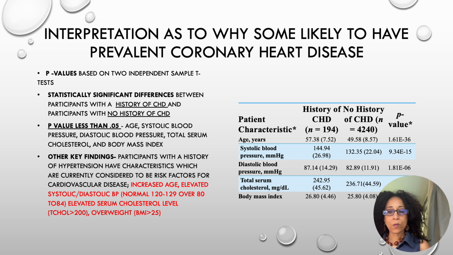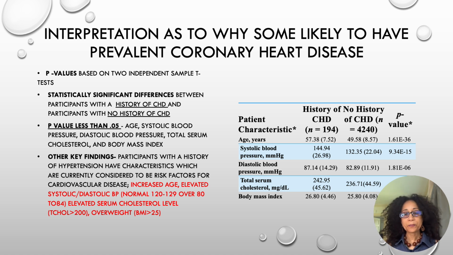Well, what does this mean? It means that participants with a history of hypertension have all the characteristics which we now associate with risk factors of cardiovascular disease. Which is in line with what we have discovered over the years with the Framingham Heart Study, right? Back in the old days, they did not associate these risk factors with coronary heart disease. And as we look at this data, we can see that yes, they are all significant risk factors for cardiovascular disease.